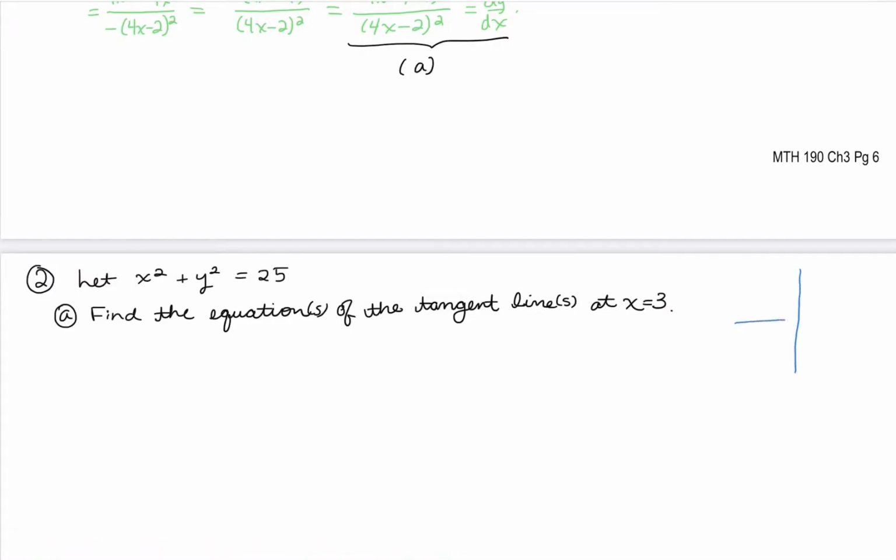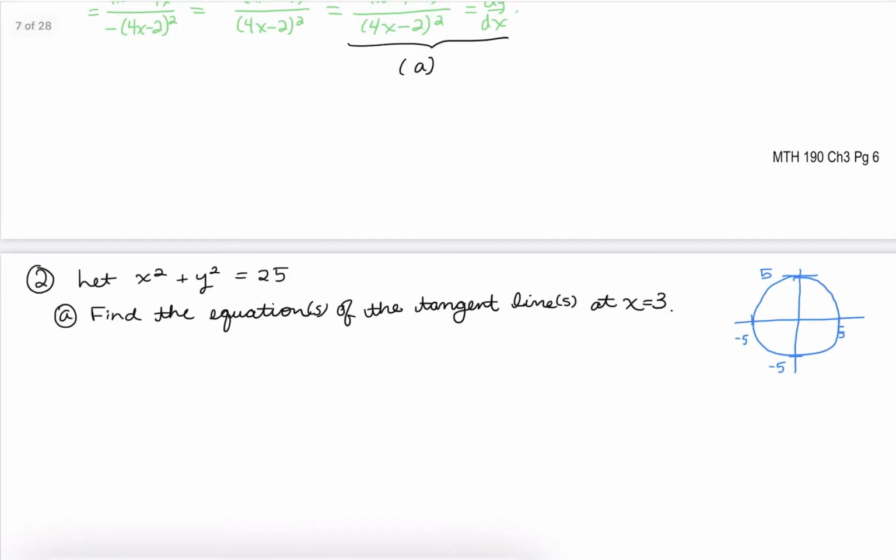If we were to graph that, it is a circle centered at the origin with a radius of 5. So if you were to think about graphing this, just roughly have this kind of mental picture of what we have going on here. A basic example where clearly y is not a function of x, right? It fails the vertical line test.